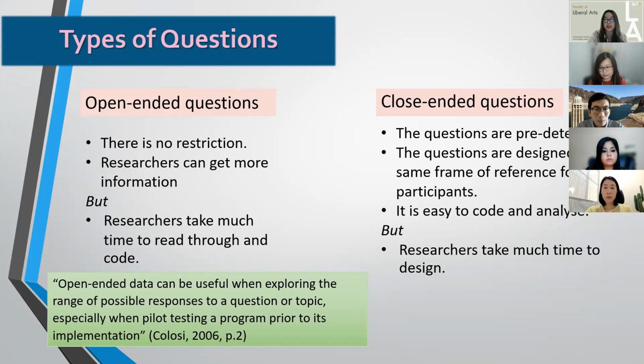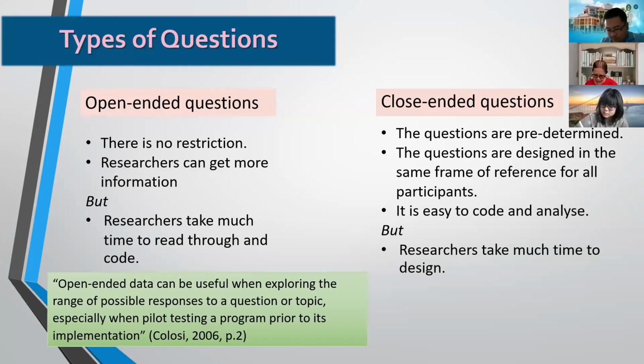And the second one is closed-ended questions. There are many possible ways to structure responses to closed-ended questions, including multiple choice, agree or disagree, and Likert scale. This type of question is predetermined and the questions are designed in the same frame of reference for all participants. Therefore, it's easy for researchers to code and analyze data because the questions promote consistency among respondents in terms of understanding both the question and responses.